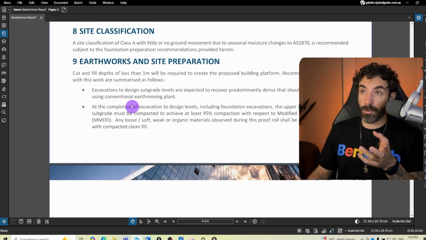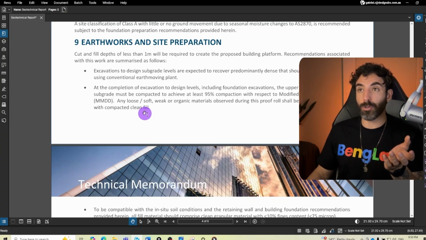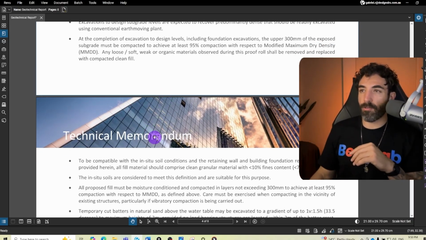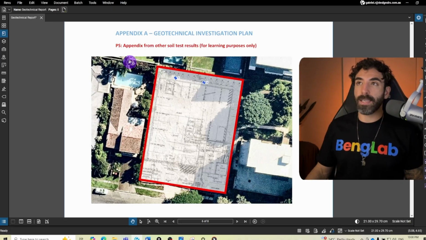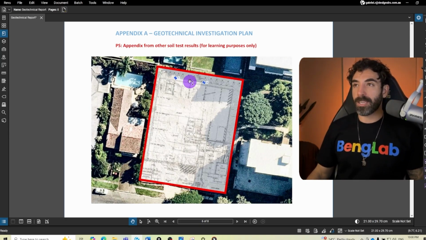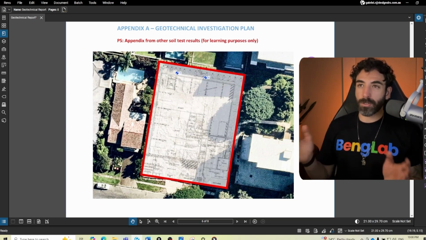Section 9 will give you some recommendations for cut and fill and how you should compact the soil. We would have to do some work in that first meter of fill. And finally, in the appendix, the first thing you would find is the test location. Just bear in mind that this appendix is just a random example. It's not going to match with the report that we just read because we had some client information in here, but the principles are the same.